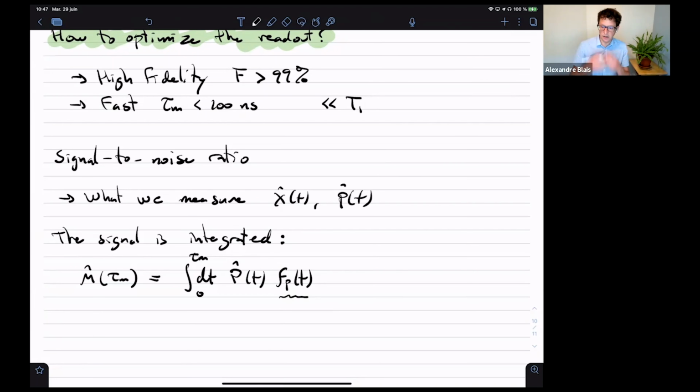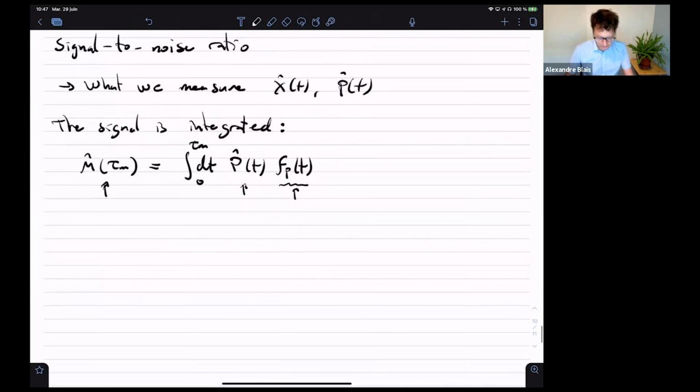This is essentially your signal. You multiply with a function of your own choice, and this is what you end up measuring. This is the outcome of your measurement, okay? And there are fancy, clever choices of these filter functions that you can make to enhance the signal.